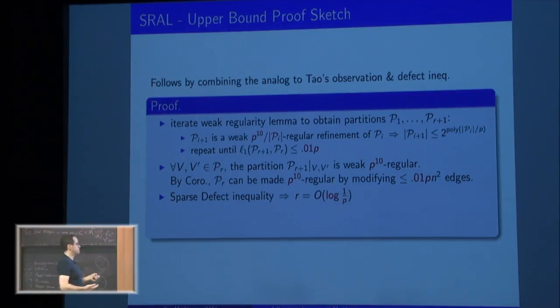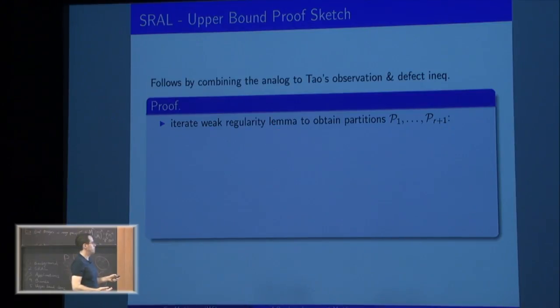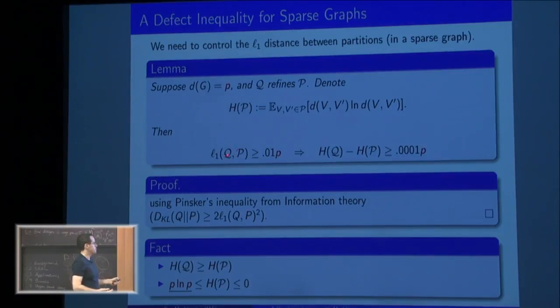Well, by the sparse defect inequality, let's go back to the defect inequality. We know that as long as we are not done with the process, as long as the current partition and the previous one are far apart in terms of the densities, then also the difference between the entropies is large. Some function is some constant times p. So each step increases the entropy by some constant c p. So you have c p, plus 2 c p, 3 c p, etc.